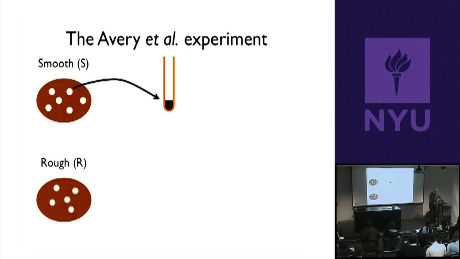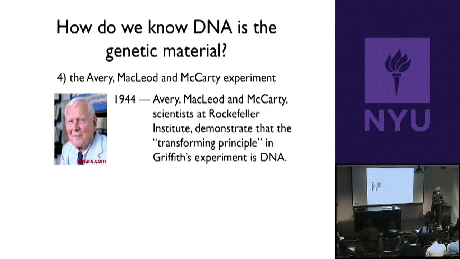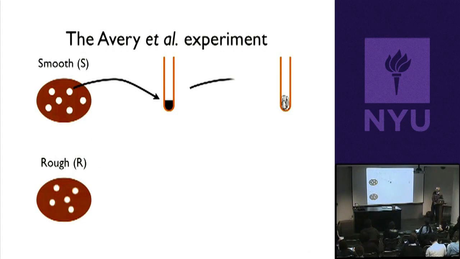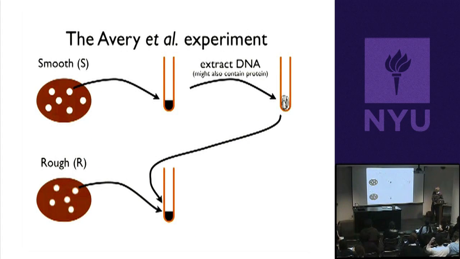Now, they have this problem, right? They haven't proven that the transforming principle is DNA yet, because like I said, the DNA might be contaminated with protein, so it still leaves open the possibility that it's DNA or protein. Okay? So how do they deal with that?